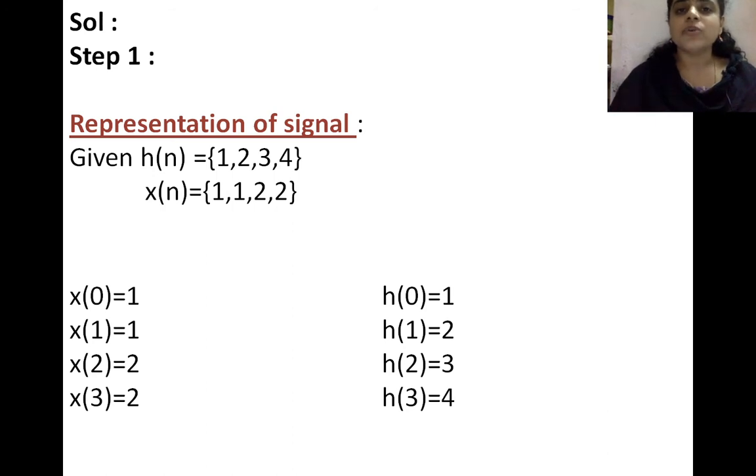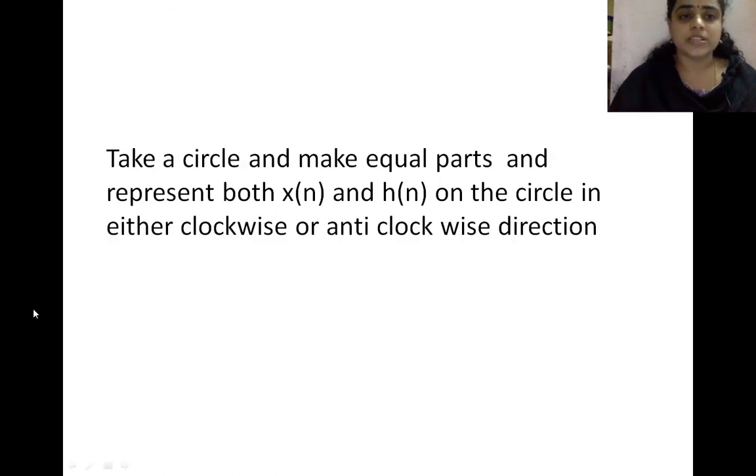Now we have to represent. How we are going to represent means, okay, see here, take a circle. As this is circular convolution, we have to take a circle and make equal parts and represent both x of n and h of n on the circle in either clockwise or anti-clockwise direction, okay. So don't confuse here, we have to take a circle, okay.